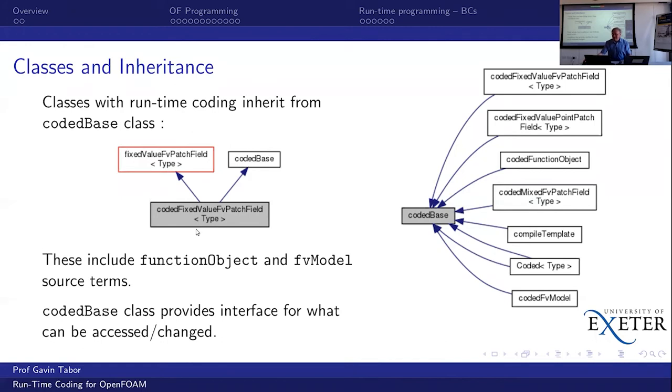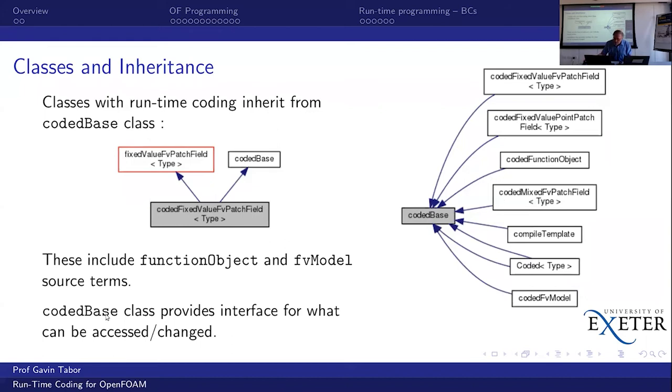The inheritance here gives classes with runtime coding inherit from this coded base class, and here's the inheritance diagram for this. And there are a number of other classes which inherit similarly. For example, function object, which is going to enable us to write our own function objects, and at the same time FV model, which enables us to program and introduce our own source terms into equations. These are all of the derived things here, and these are the three which I want to focus on today.